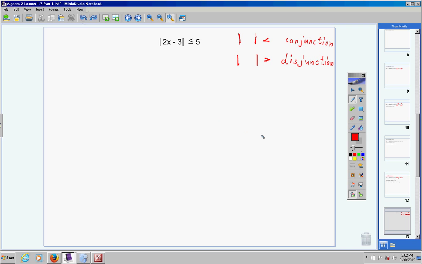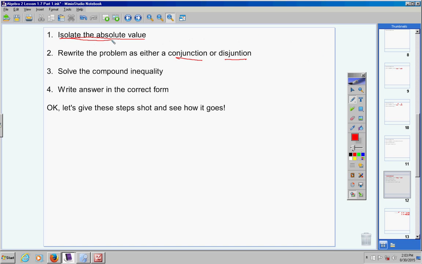Okay. So step 1, isolate the absolute value. Step 2, rewrite it as a conjunction or disjunction. We have absolute values, then less than, so we're going to have a conjunction. So watch how I do this, okay? Watch carefully, please. Oh, by the way, I'm going to say this again. If you don't do step 1 first, if you don't isolate the absolute value completely first, you will totally be guaranteed to miss the problem. You must isolate the absolute value first.